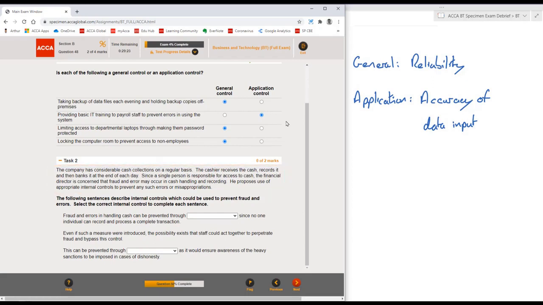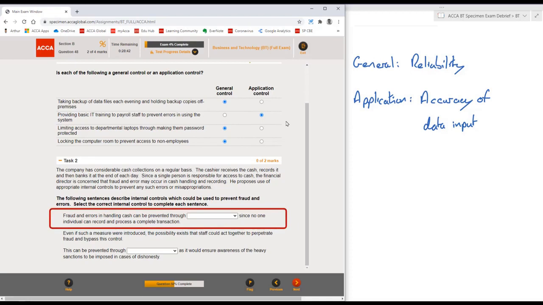As I read that paragraph, it talks about a single person being responsible for this cash handling system. In my mind, immediately is the idea of segregation of duties. Now that might or might not come up in the questions and the answers, but it's just going through my mind. The following sentences describe internal controls which could be used to prevent fraud and errors. Select the correct internal control to complete each sentence.